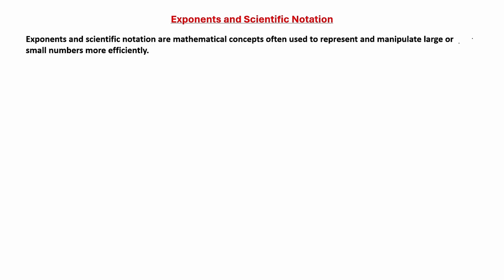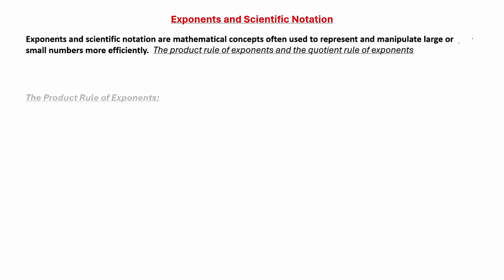In today's video, we are going to learn about exponents and scientific notation. Exponents and scientific notation are mathematical concepts often used to represent and manipulate large or small numbers. There are many different types of exponents in scientific notation, but today we are going to talk about the product rule of exponents and the quotient rule of exponents.